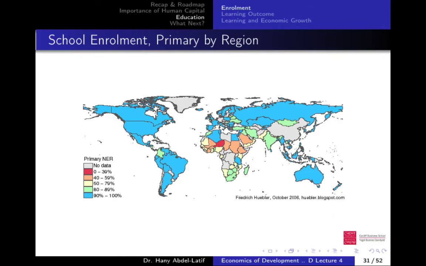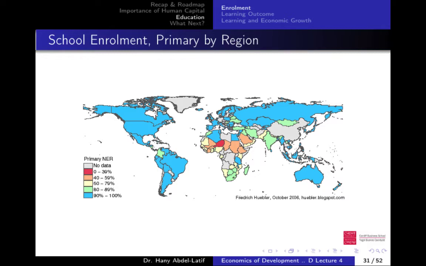So this is school enrollment, again primary, by region. We're not averaging across the whole world here, we're averaging by region. If you look at Africa and some parts of Asia, it is really consistent with what we saw here. Again, it's about enrollment. So if you look at this, for example, this red means from 0 to less than 40%. Only 40% or less of the school-age children are already enrolled. So that means 60% are not. Nearly half or more than half are not enrolled.